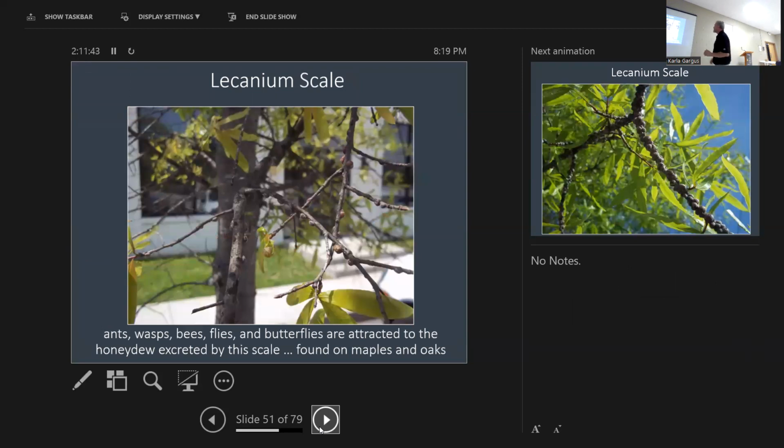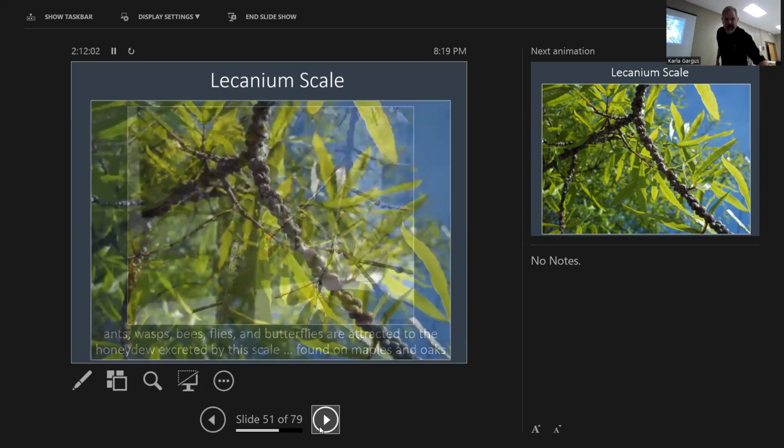Here's what it looks like on a tree. Those are all little scales. Almost looks like little knobs. That's individual insect scales on their feeding. That's the Lecanium scale. And so ants and butterflies and bees are going to suck the juice off of them, just like they do with the aphids. Let's see, what else have we got?